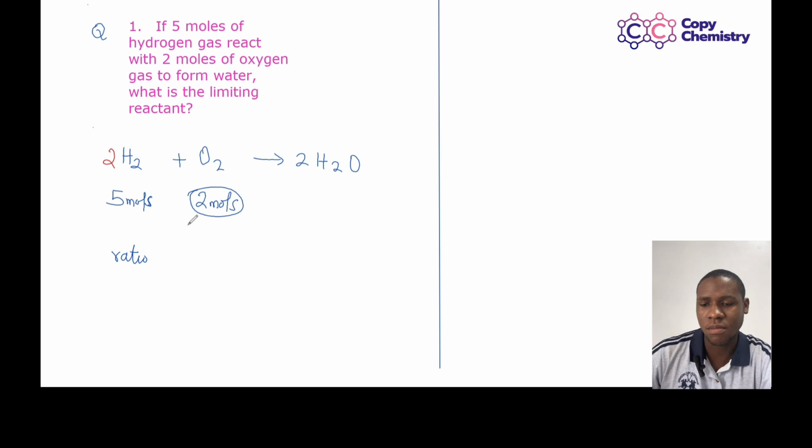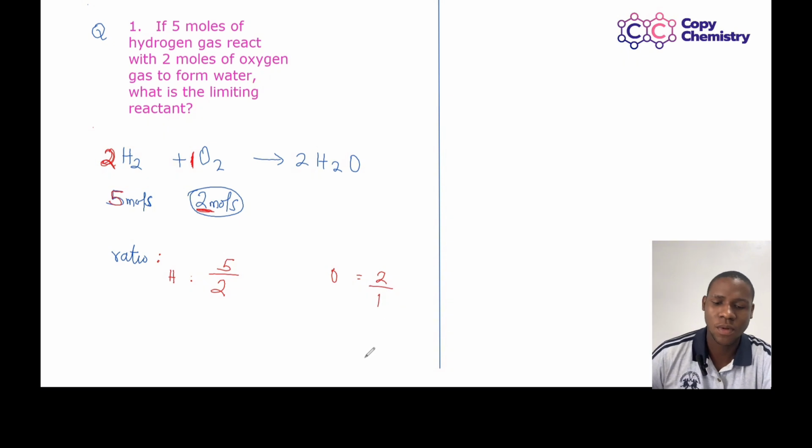So let's check it. Is it? Now it is, because hydrogen is 4 here and our oxygen is 2. So as far as ratio is concerned, for hydrogen, it's going to be the moles divided by the coefficient in the balanced equation. So that's 5/2. This is for hydrogen. And then for oxygen, we'll do the same thing: the moles you have divided by the coefficient in the balanced equation. So this becomes 2 here, and this becomes 2.5.